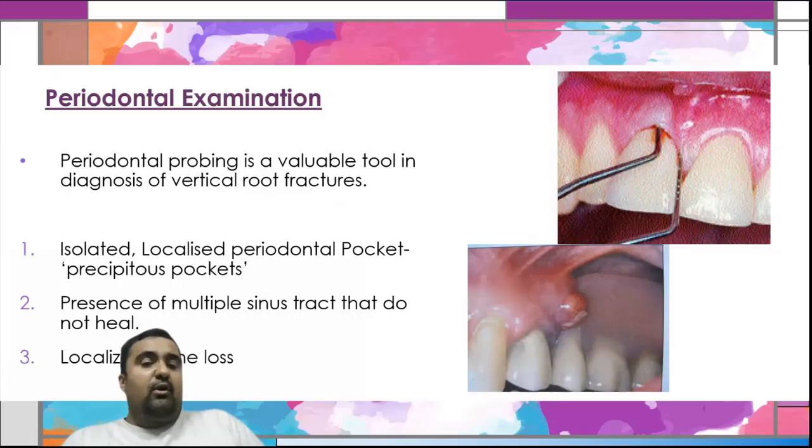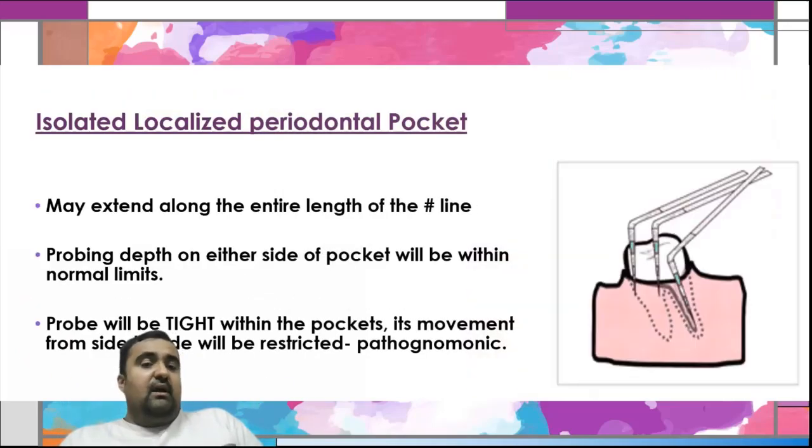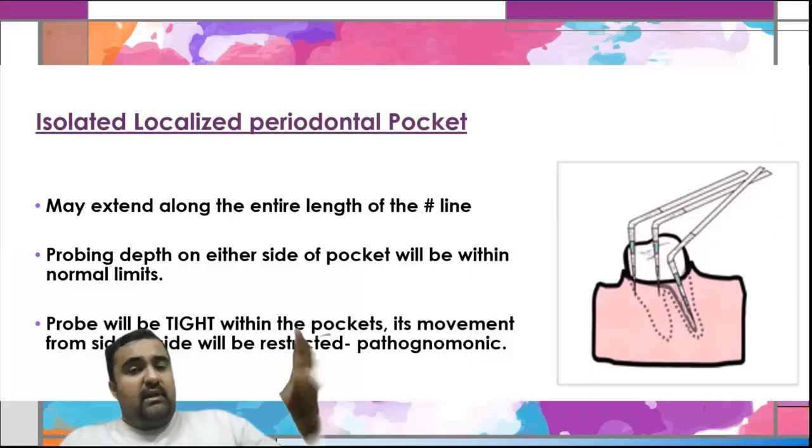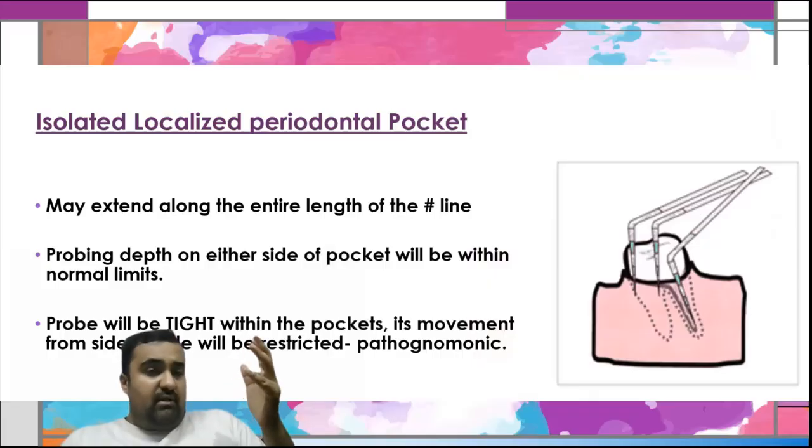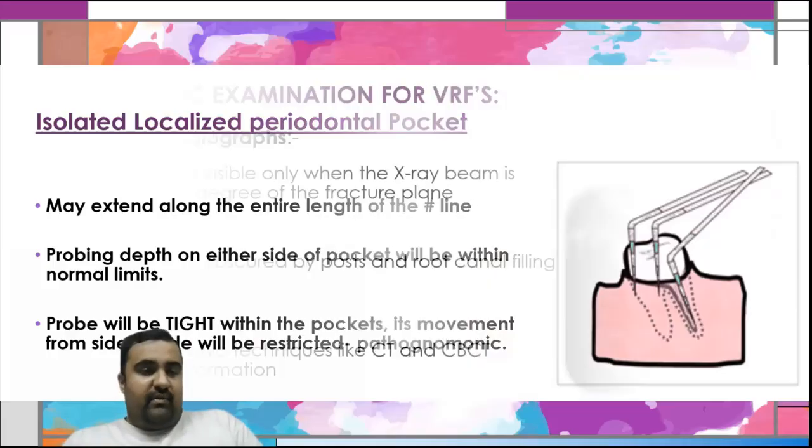On periodontal examination, periodontal probing is a valuable tool. Isolated pockets are noted, precipitous pockets are noted, and localized bone loss is seen. There will be presence of multiple sinus tracts which do not heal over a period of time, and these pockets extend along the entire length of the fracture line. Probing depth on either side of the pocket will be within normal limits, but the probe will be very tight within the pockets and its side to side movement will be restricted. This is a pathognomonic feature of a vertical root fracture.